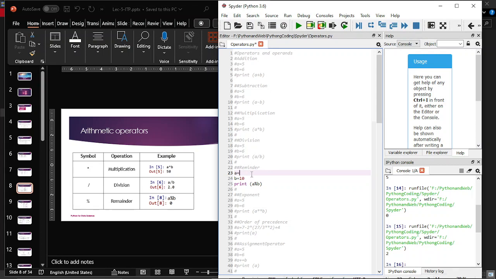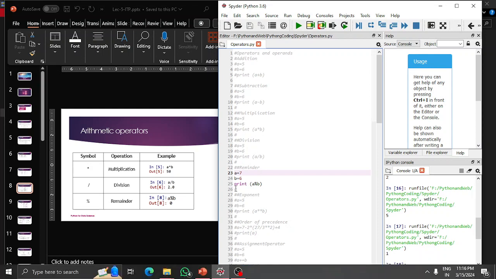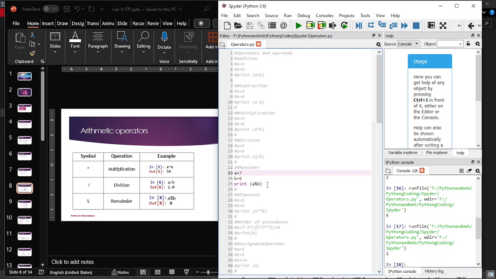So if I make this as 5 and this as 6, I'll get a remainder of 5, because 6 is greater than 5, so the division can't happen. But if I make this as 7, now you see I will get a remainder of 1, because 6 ones are 6, so 1 is the remainder. This is how the remainder operator works.